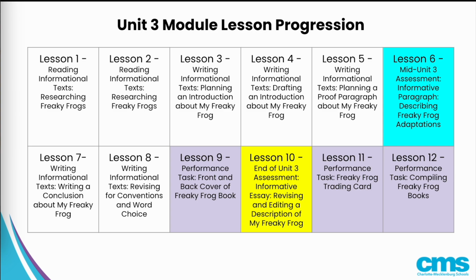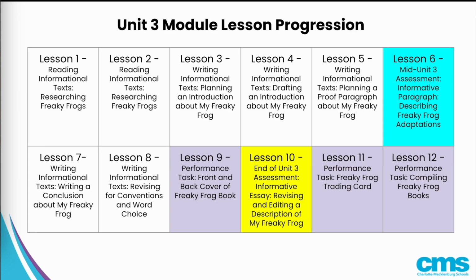Here is the Unit 3 module lesson progression. In Unit 3, students research a freaky frog and write an informational text. This unit, once again, pulls together what they've learned from earlier in the module about writing stories and using features of an informational text. Here's how the lessons are organized.